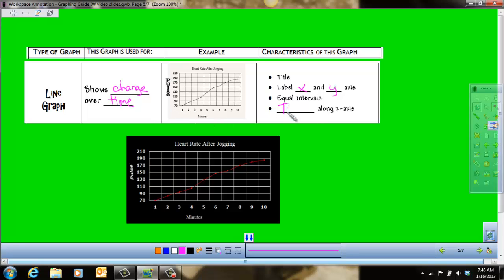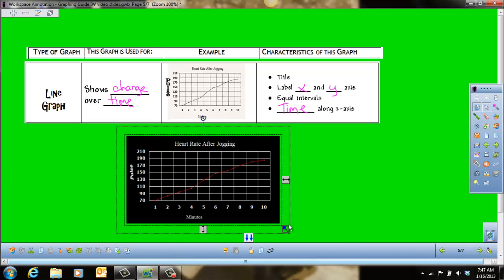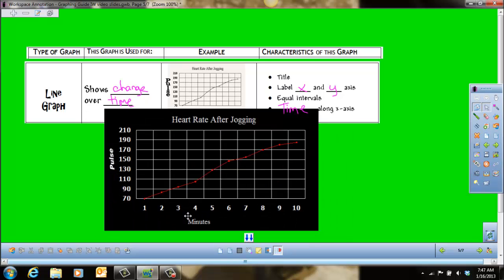And you always put your time along the x-axis. In this case, the time is minutes, and you can see that sometimes it might be hours, sometimes it might be seconds, or months, but your time always has to go along the bottom, the x-axis.